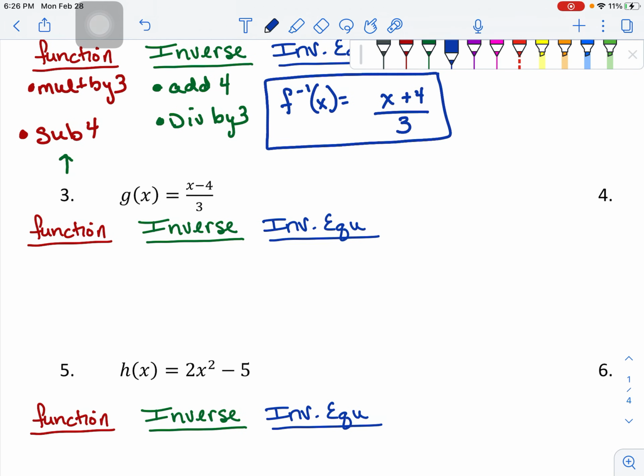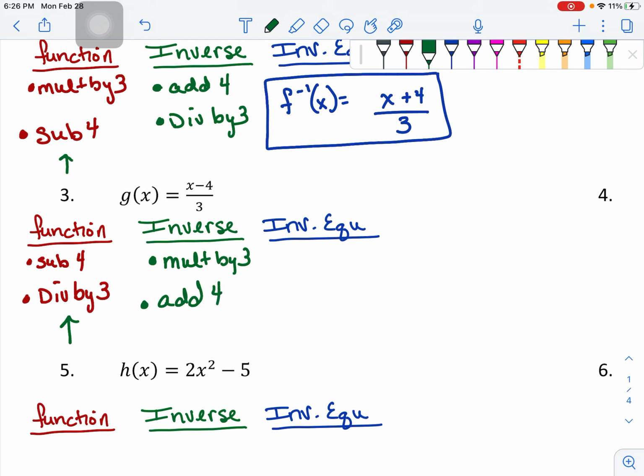Number 3, what is happening to x? And when I say what is happening, if I plugged in a number, like if I put a 2 in there, what would I do first to that? Well, I would subtract 4. And then I would divide by 3. So we're going to reverse it and start from the bottom up. Instead of divide by 3, I'm going to multiply by 3. Instead of subtract 4, I'm going to add 4.